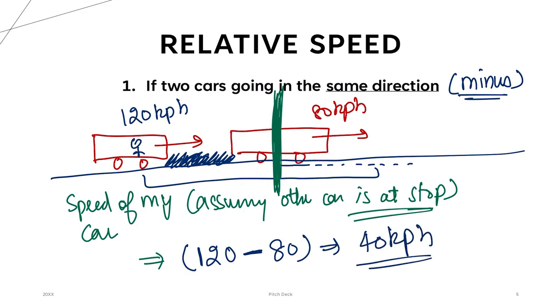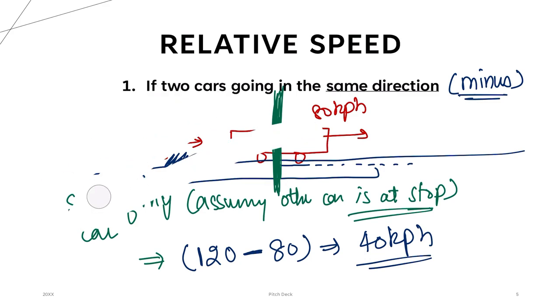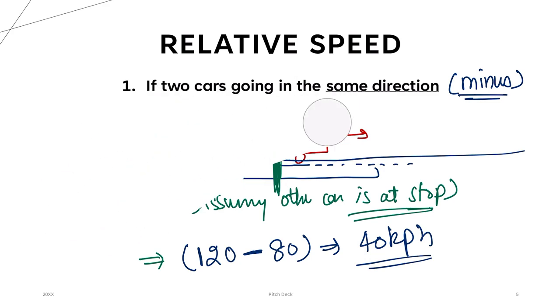This is like earlier we were going at 120 and 80. After that, I am going at 110, he is going at 70. So suppose that car has immediately stopped. My relative speed with respect to that car is 40 kilometers per hour. How it is useful in solving questions, I will show you.